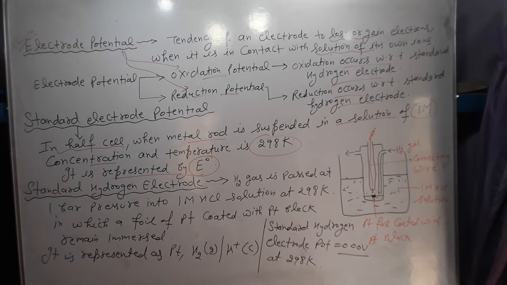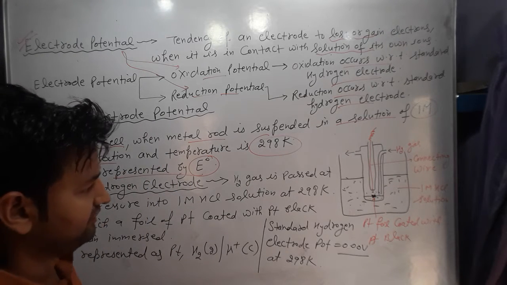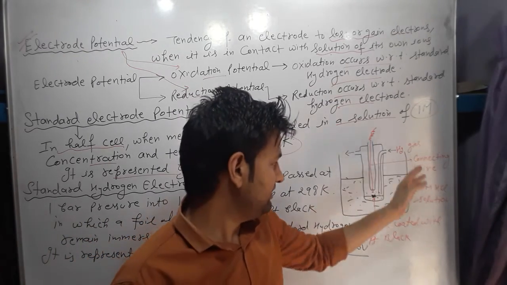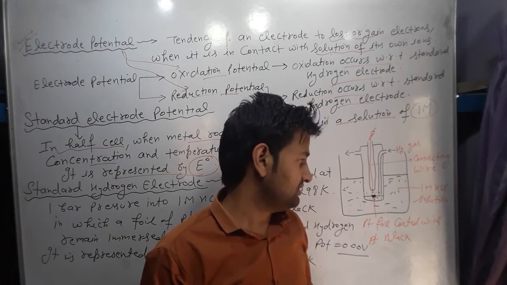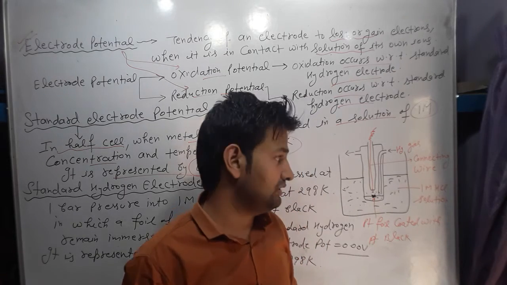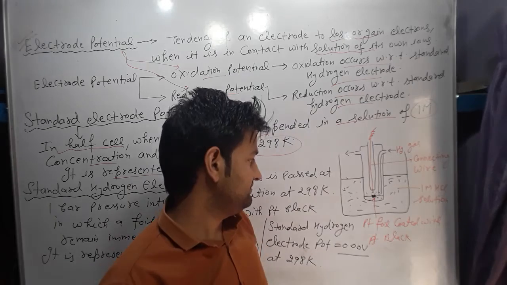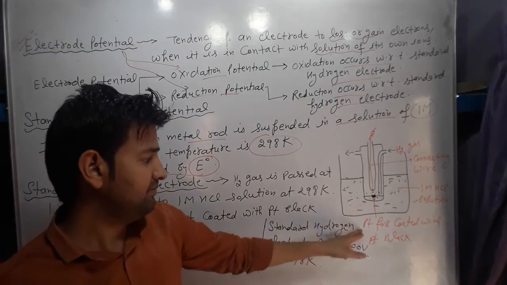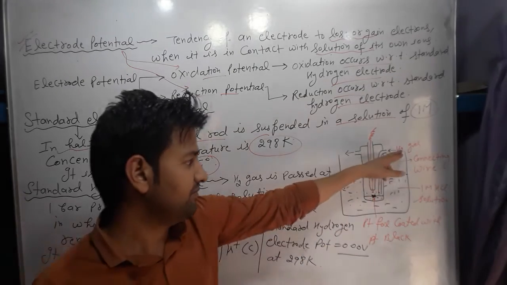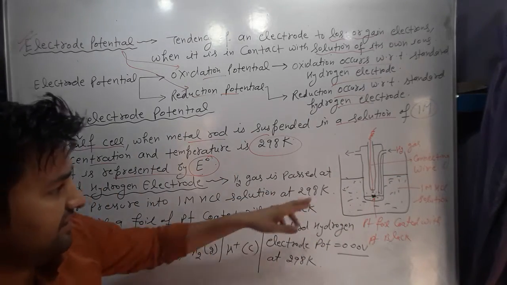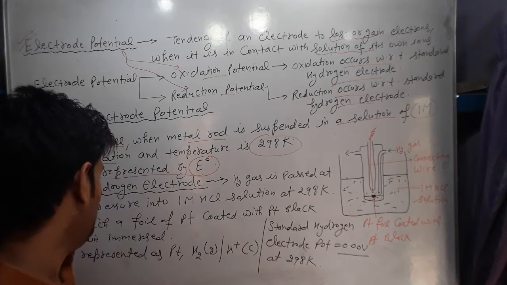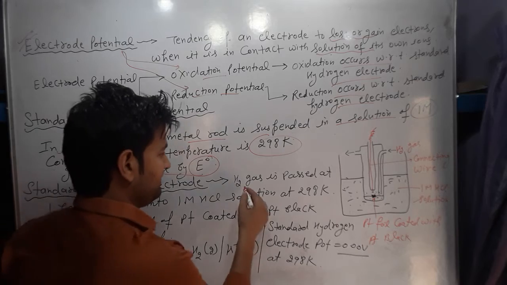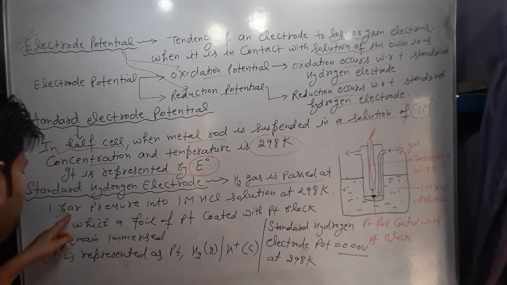So now we are taking an example of standard hydrogen electrode. Here is the diagram for the standard hydrogen electrode. We take a beaker in which 1 molar HCl solution, concentration of HCl should be 1 molar. Hydrogen gas is passed through this. Platinum electrode is present, platinum foil coated with platinum black, and hydrogen gas is passed from here. This is the connecting wire. So the condition for the standard hydrogen electrode is hydrogen gas is passed at 1 bar pressure.